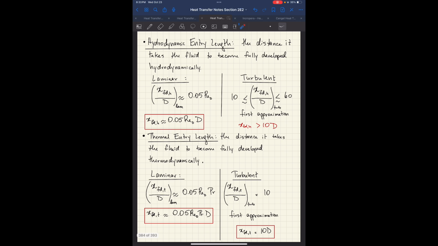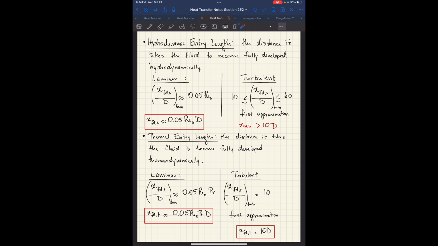So here is just a quick review of hydrodynamic entry length. I defined it as I just said it. For laminar flow, this is your equation. For turbulent flow, the equation is not exact, but basically it has to be greater than 10 diameters. Okay, that's for turbulent flow, for the hydrodynamic entry length. For turbulent flow, you'll see that the thermal entry length is roughly the same, about 10 diameters, as the hydrodynamic entry length.